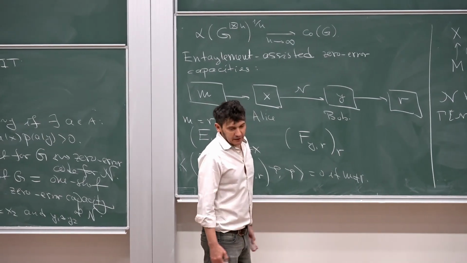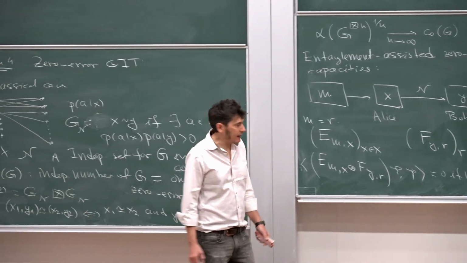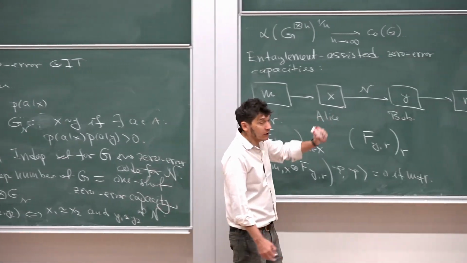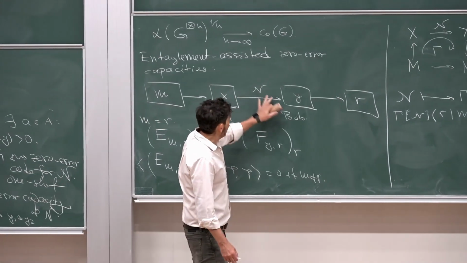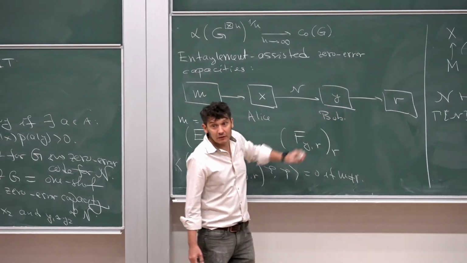And then in that case, this is the formal statement of what it means that Alice and Bob share this entangled state. They make measurements to encode and to decode, and they use the channel in between to send the encoded message into the pre-decoded message.